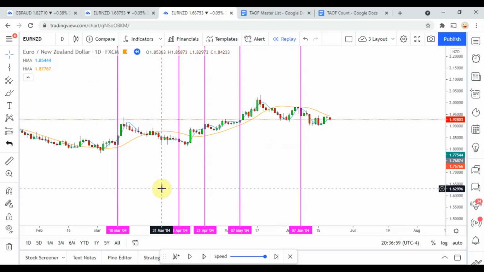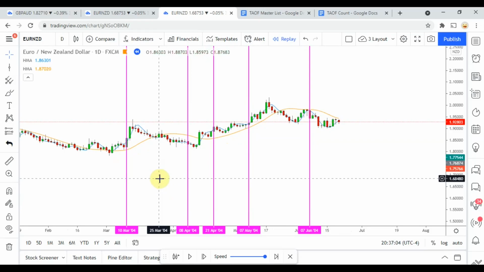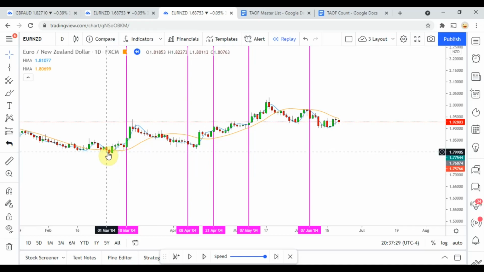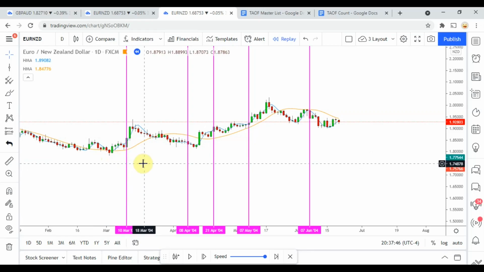The setup on this again is relatively easy. The first criteria that we are looking for is the faster of the two, the 9 period, needs to be above or below the slower 50 period. When it's above, we're going to be looking for longs. When it's below, we're going to be looking for shorts. It's a pretty common type setup.